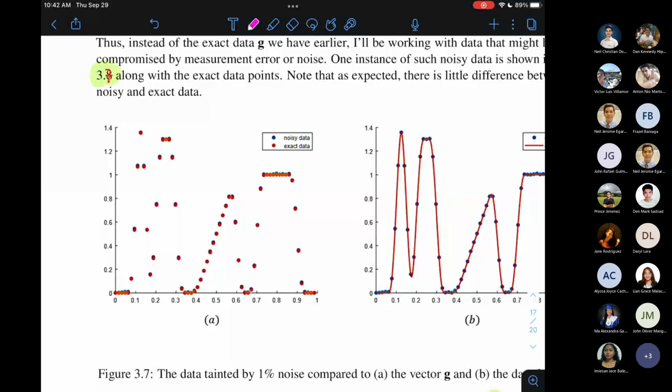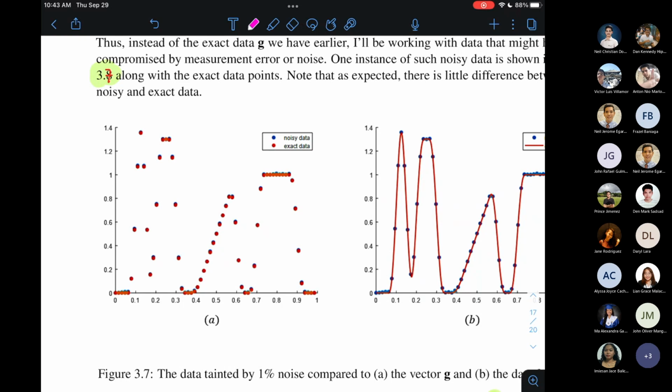Halimbawa, ang right-hand side nyo ay halimbawa height ng students or ng persons. So you measure the height of each person participating in your study. Kaya lang may measurement error yon. Walang perfect measuring device. Okay? So there could be siguro 5% or 1 to 5% error in the measurement of the height. So yung nagiging input natin doon sa ating inverse problem actually is tainted by measurement error or by data noise.